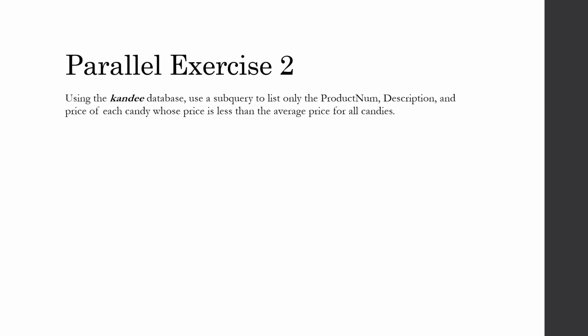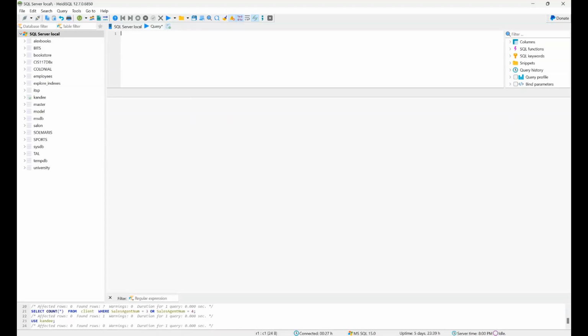Parallel exercise 2. Using the Candy database, use a subquery to list only the product number, description, and price of each candy whose price is less than the average price for all candies. A careful analysis of this problem shows us that we need to use a subquery in order to determine the value of the average price from the product table. Then we can use an outer query to match that price.